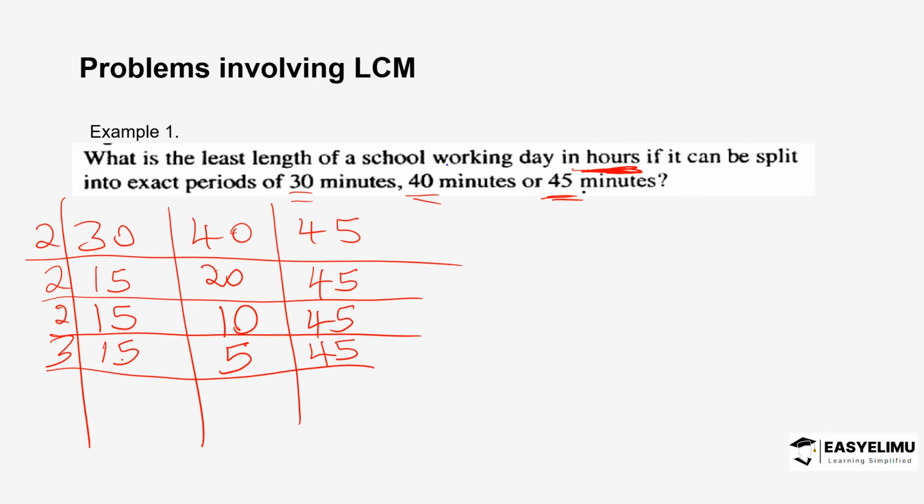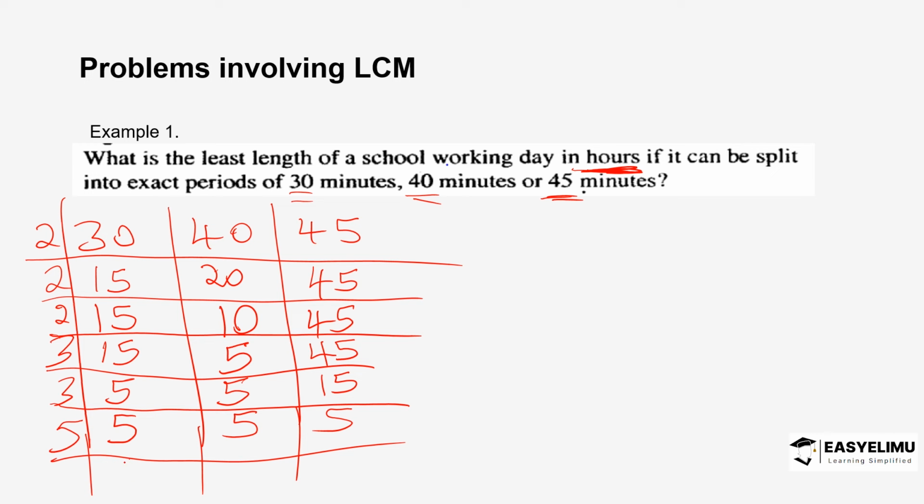Now I'll try 3. 15 divided by 3 is 5. 5 is not divisible by 3, you transfer to the next line. And 45 divided by 3 is 15. 3 again, because 15 is divisible by 3. So 5 divided by 3 is not possible, so you transfer 5 down there. Again, 5 is not divisible by 3, so you transfer. But 15 divided by 3 is 5. And then finally we have 5. So 5 divided by 5 is 1. 5 divided by 5 again is 1, and 5 divided by 5 is 1.